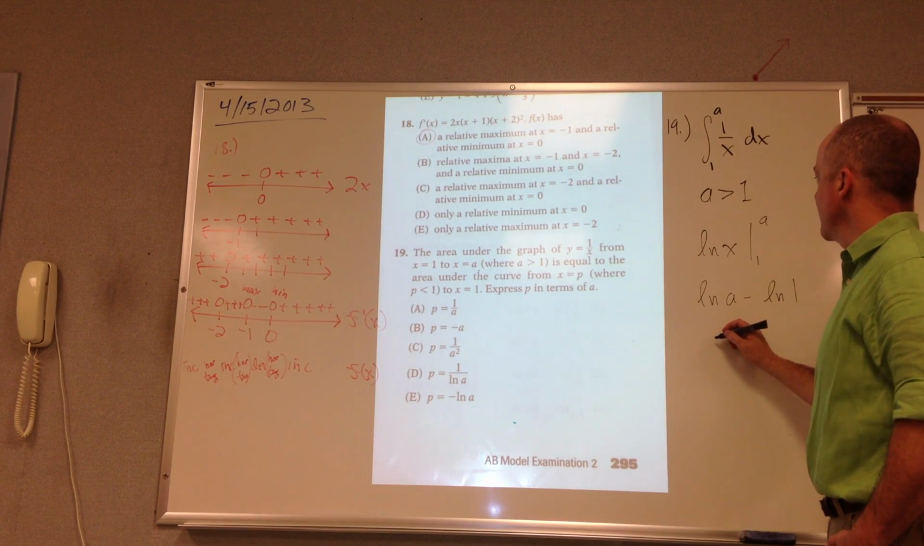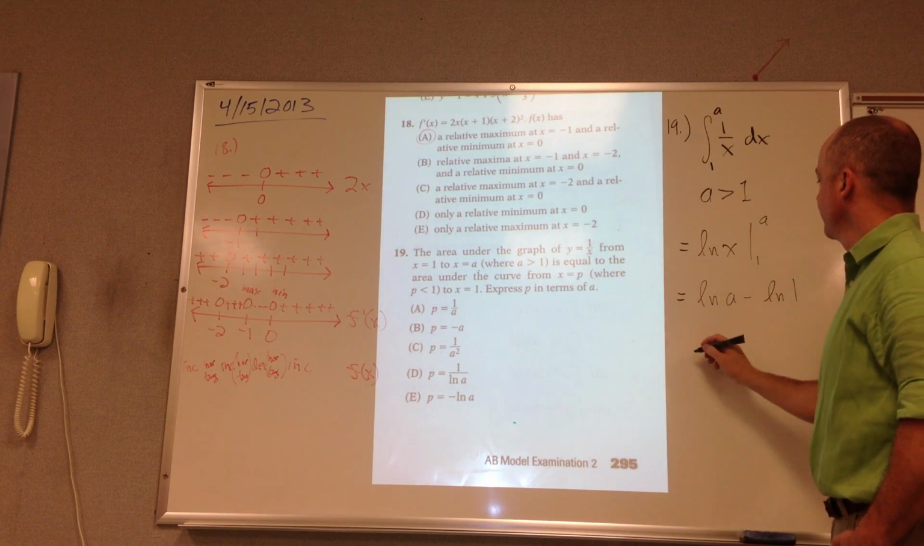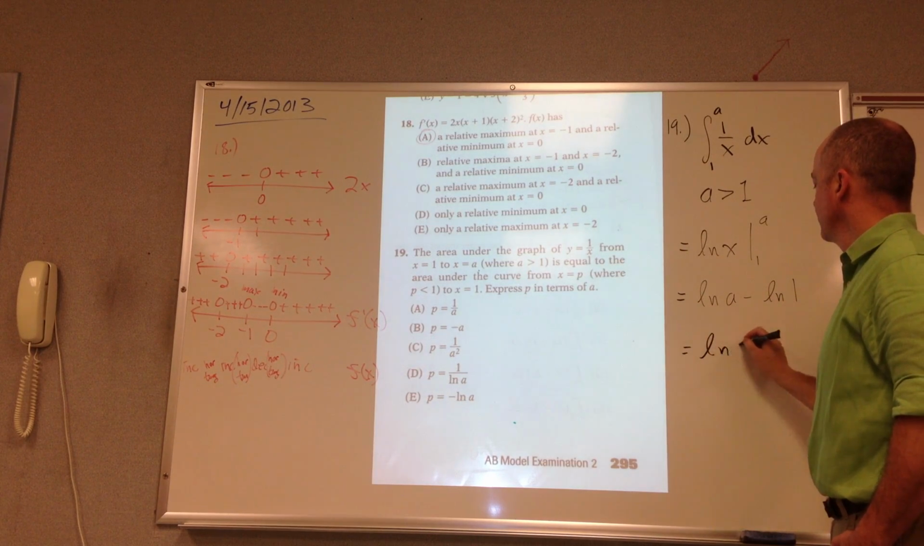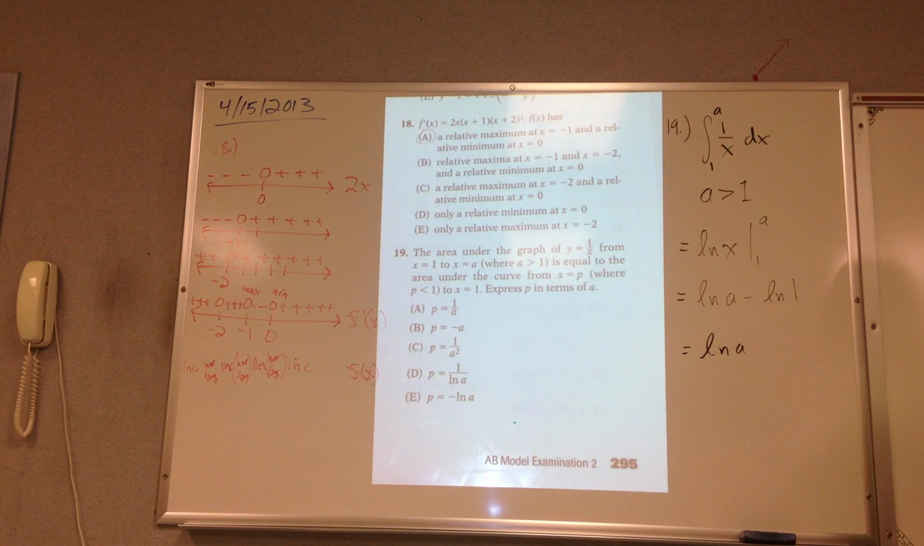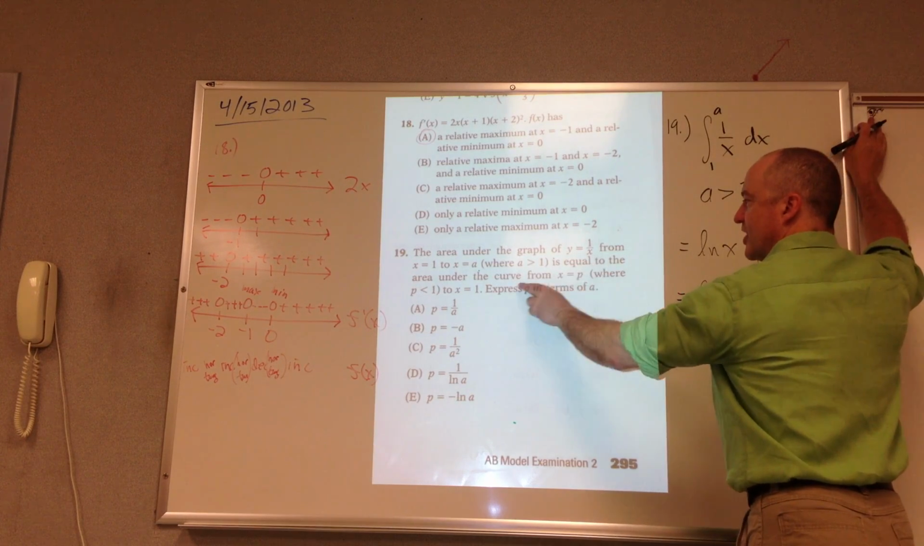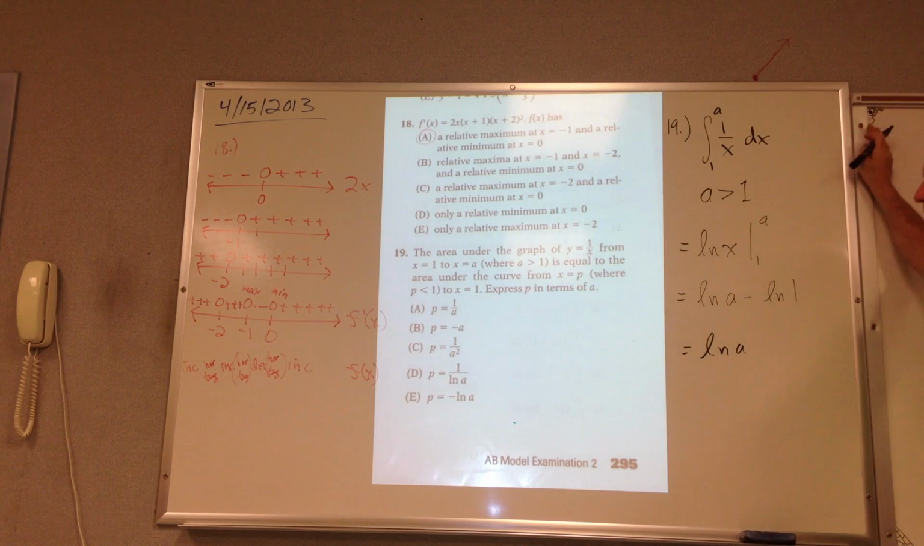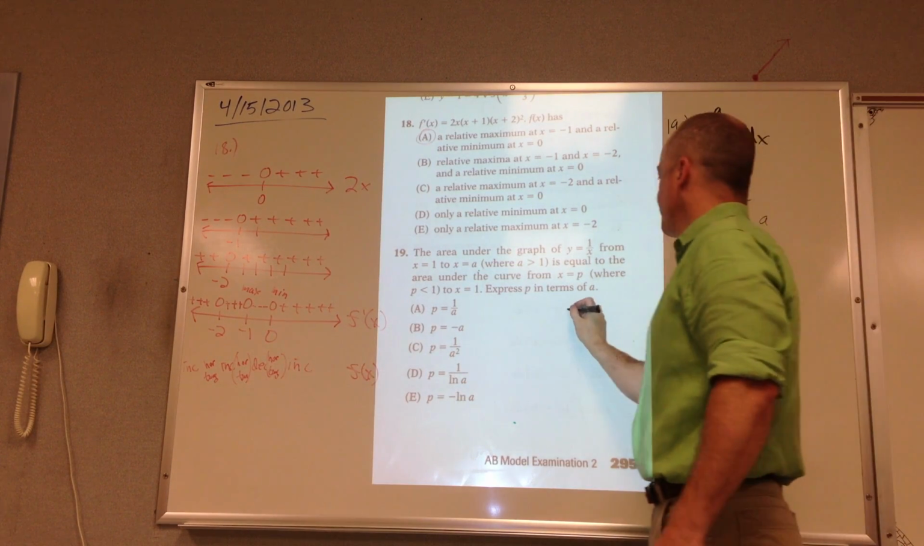But natural log of a is not a choice, is it? It is equal to the area under the curve. I think I'm misreading this a little too quickly. It is equal to the area under the curve from x equals p, where p is less than 1. Express p in terms of a. Okay, so they're saying go in the other direction. So maybe a drawing is helpful here.